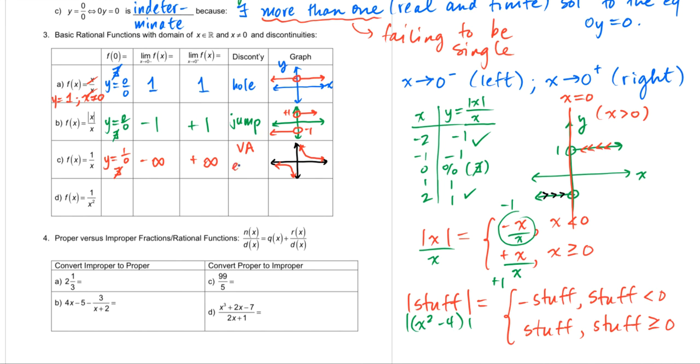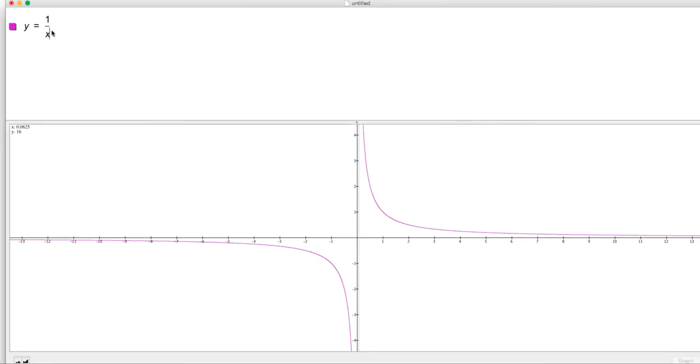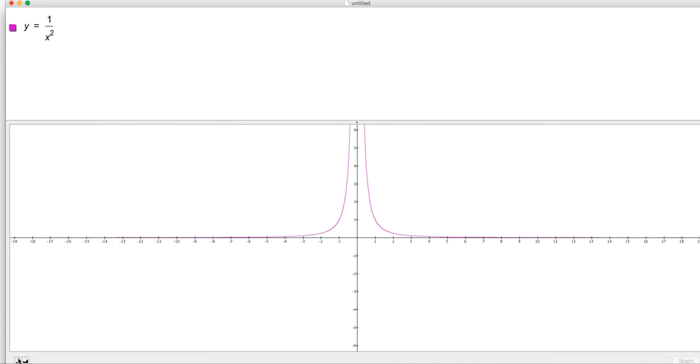And I'm also going to specify that this has odd behavior because the function 1 over x is an odd function, and we see that approaching the vertical asymptote from different sides makes one +infinity and one -infinity value for the y-coordinate. Contrast this with the reciprocal square function, which is the 1 over x squared function. And here we have even symmetry and a vertical asymptote.